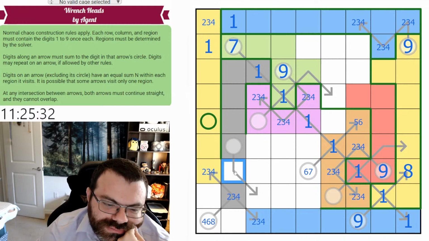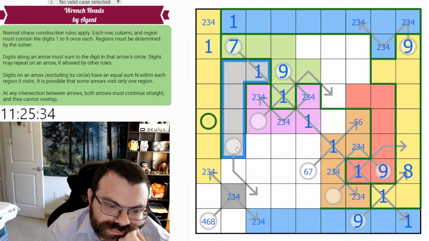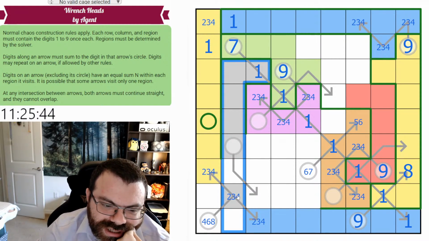So if gray... Gray's going to get a 7 outside of this column, but there's a lot of options.